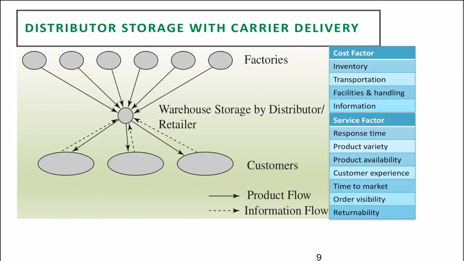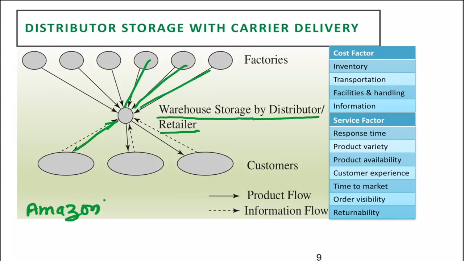Distributor storage with carrier delivery. So here we have warehouse storage, which is provided by the distributor or the retailer. For any product or item, customers interact with this distributor or retailer, and the distributor or the retailer interacts directly with factories. One good example of this type of distribution network design is Amazon. Generally, Amazon keeps slow to fast moving items in their warehouse, and very slow moving items are kept even further upstream.